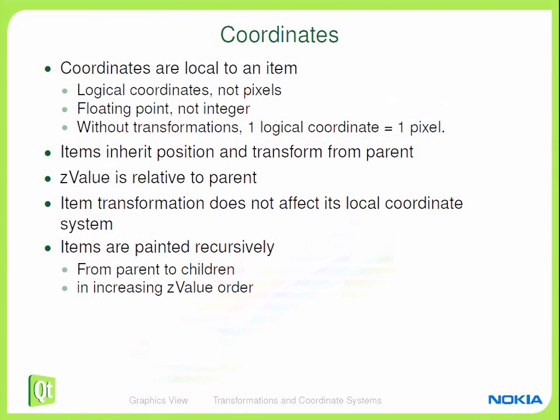So the coordinates are local, and as they are transformed, they are logical coordinates, not necessarily pixels. By default, if you're not applying any transformations, one logical coordinate equals one pixel. The items can have other items as parents or the scene as their parent, and they will automatically inherit the position and transformation of their parent. This basically means that if you're doing grouped items, you have items that own other items as their children. The child items will follow their parent if you move it or if you do rotations. They inherit the same properties.